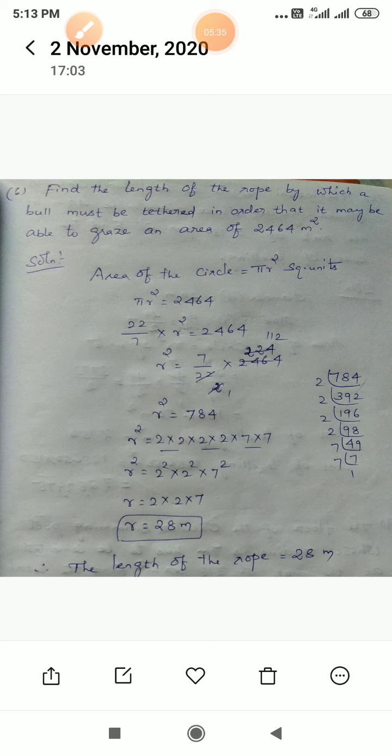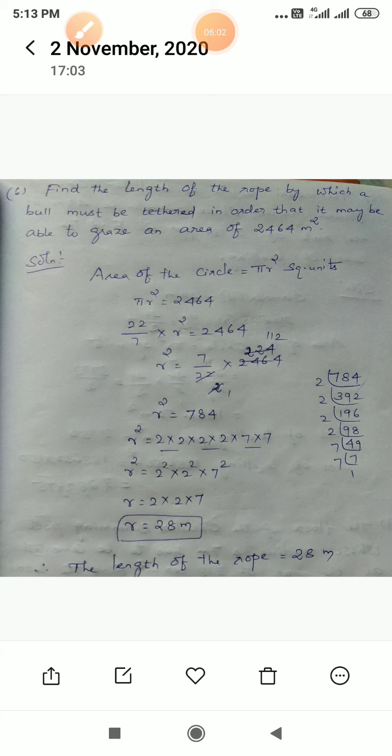The value of pi is 22/7 into r square equal to 2464. r square is equal to 7/22 into 2464. Now we divide these two numbers by 22 table. We get the answer 112. Now multiply 112 by 7. We get 784. Therefore, the value of r square is equal to 784.